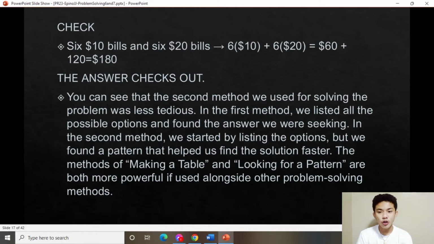In the first method, we listed all the possible options and found the answer we were seeking. In the second method, we started by listing the options, but we found the pattern that helped us find the solution faster. The method of making a table and looking for a pattern are both more powerful if used alongside other problem-solving methods.